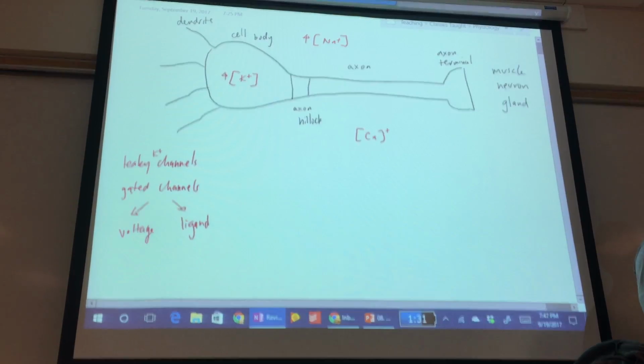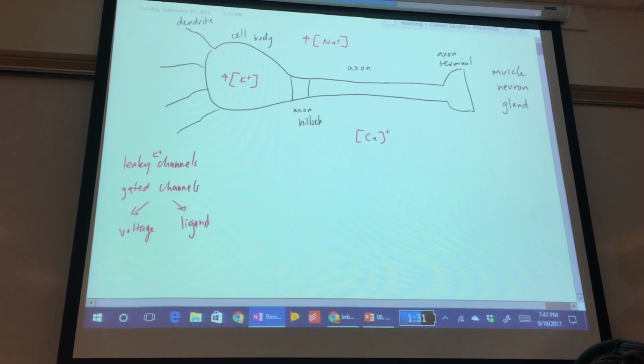A ligand is something that signals. It has to attach to something to allow it to open. Substrate. Okay, substrate. What's the substrate that we'll be talking about? I'll give you another clue. It's taking place in the synaptic cleft. Neurotransmitter. Okay? So the ligand in this case is going to be the neurotransmitter, right?